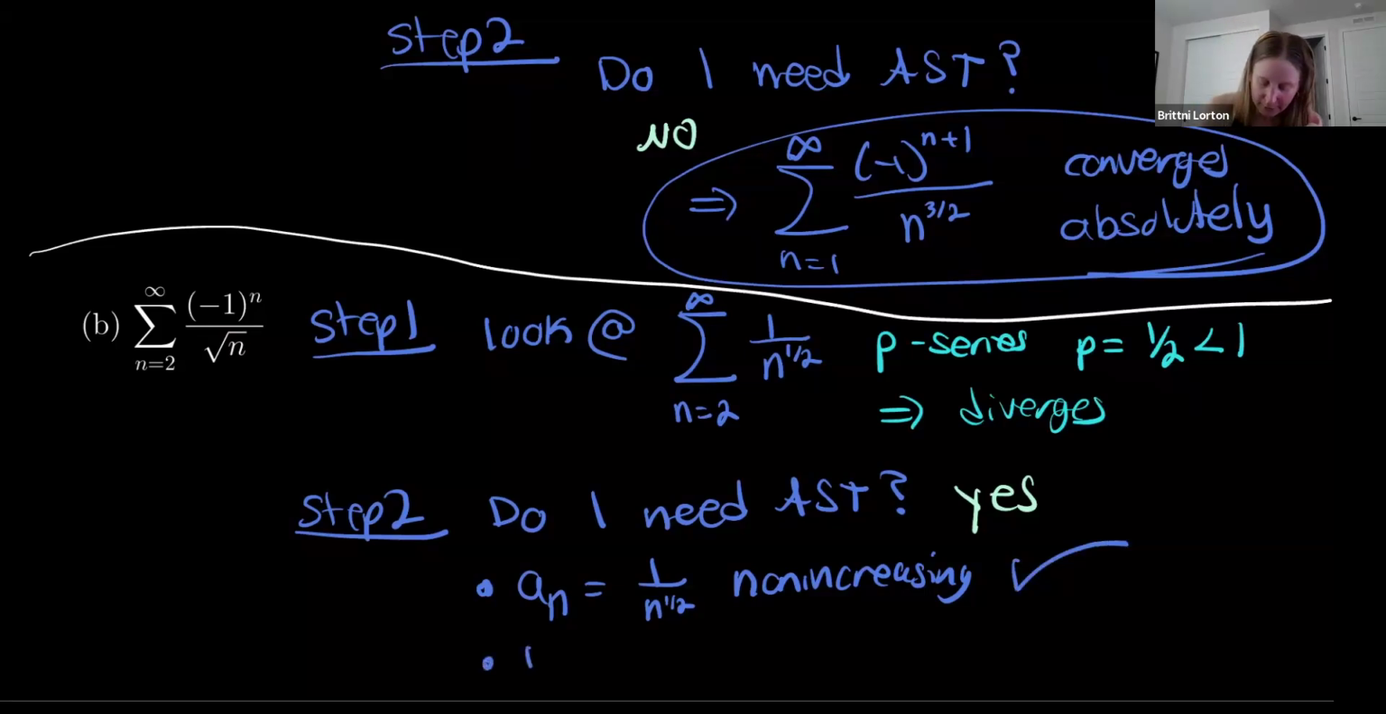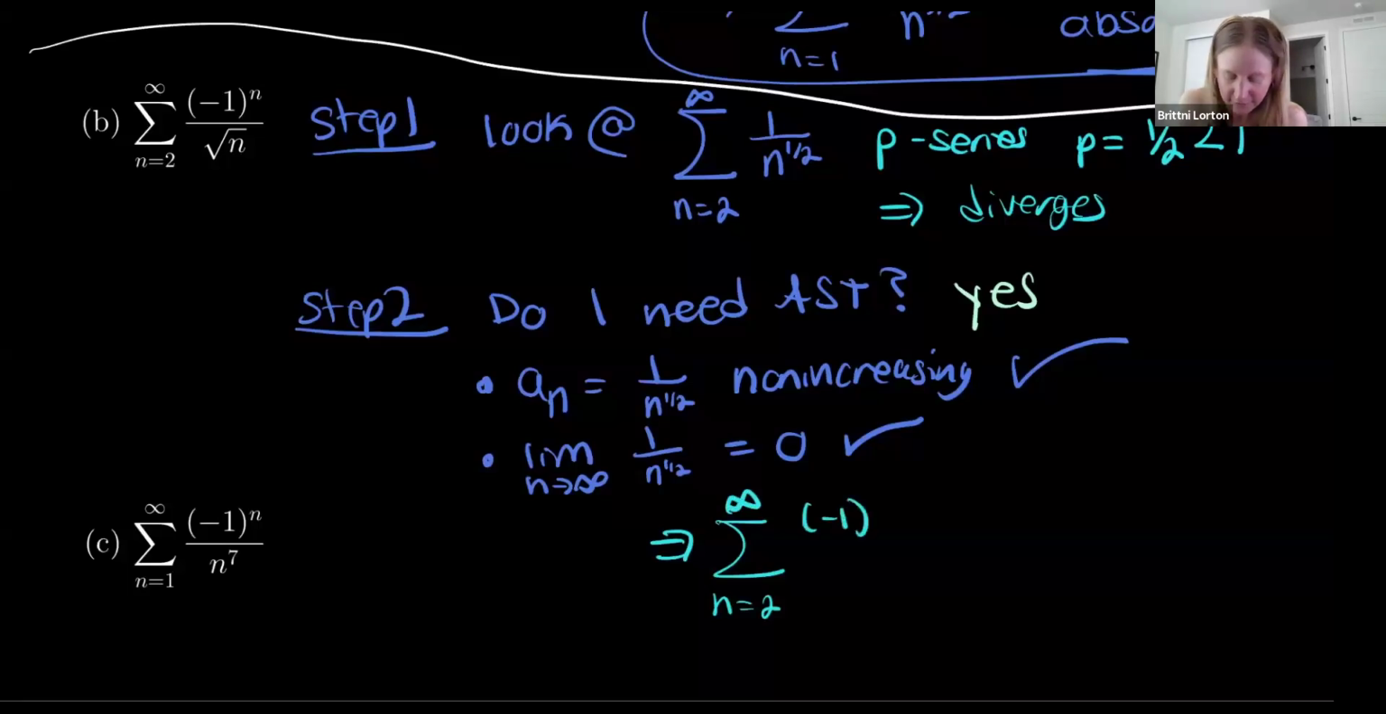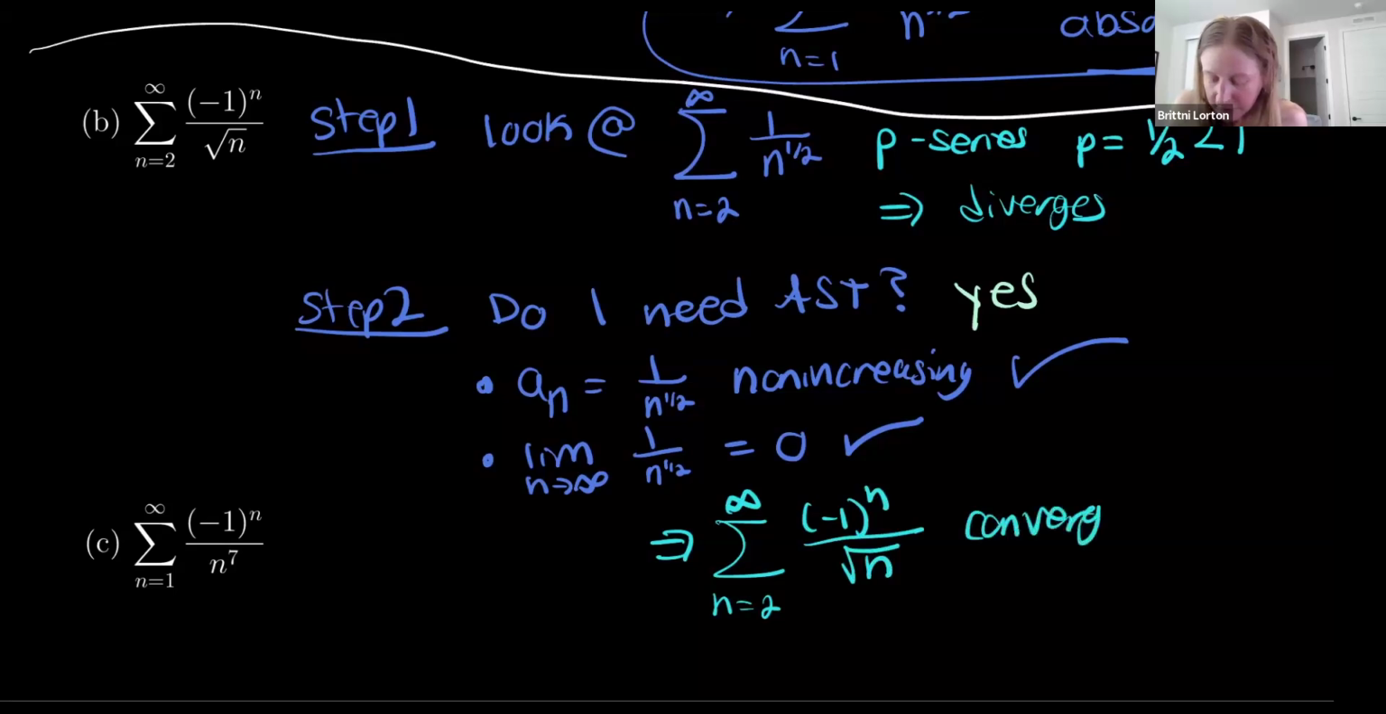And then the second part of that bullet point is to take the limit as n goes to infinity of 1 over n to the 1/2. 1 over a large number goes to 0, ta-da. So that means it converges. Good. So now I know that with the alternating, it converges. So let's write out that conclusion. That means that with the alternating, the sum from n equals 2 to infinity of -1 to the n over the square root of n converges by the alternating series test.